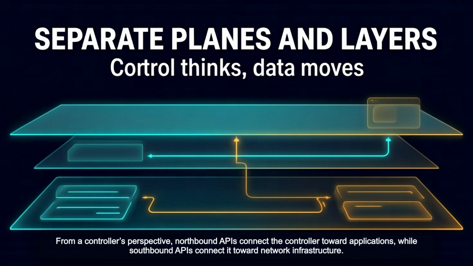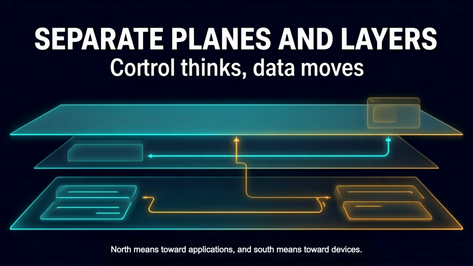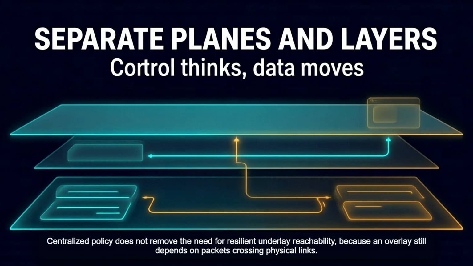From a controller's perspective, northbound APIs connect the controller toward applications, while southbound APIs connect it toward network infrastructure. North means toward applications, and south means toward devices. Centralized policy does not remove the need for resilient underlay reachability, because an overlay still depends on packets crossing physical links.